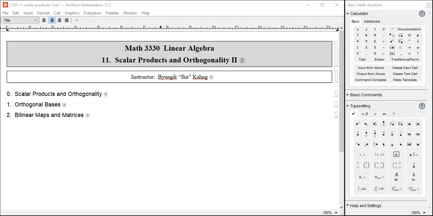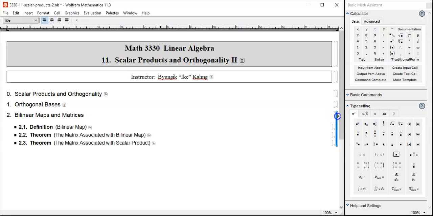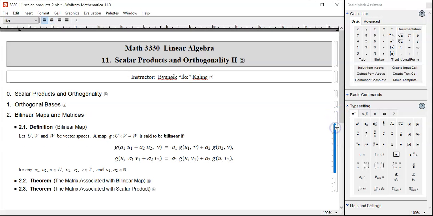Hello students, the final topic for chapter 6 is bilinear maps. What is a bilinear map? Bilinear is two linearities put together. Bi means two, right? Bi means two. And it's defined like this.